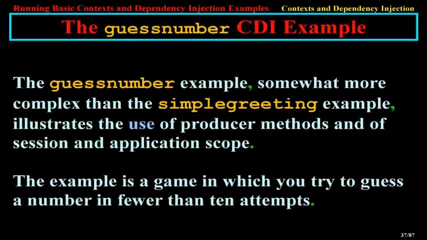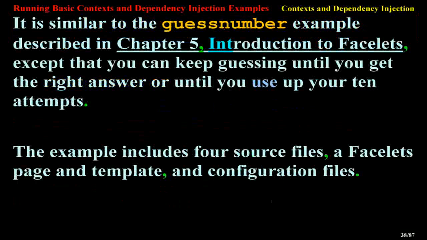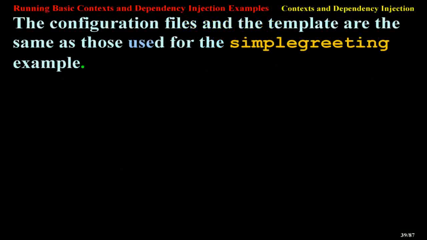The guessnumber example. The guessnumber example, somewhat more complex than the simplegreeting example, illustrates the use of producer methods and of session and application scope. The example is a game in which you try to guess a number in fewer than 10 attempts. It is similar to the guessnumber example described in Chapter 5, Introduction to Facelets, except that you can keep guessing until you get the right answer or until you use up your 10 attempts. The example includes four source files, a Facelets page and template, and configuration files. The configuration files and the template are the same as those used for the simplegreeting example.